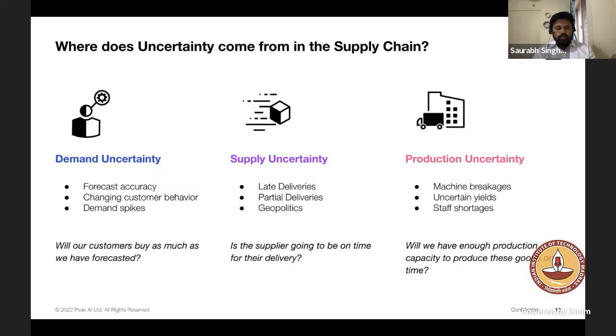I hope so far so good, things are clear. This is very important to understand why the problem of inventory optimization becomes very challenging. And the primary reason is, again, the uncertainty. The sources of uncertainty can be several. Few are mentioned on this slide, which is primarily demand side, supply side, and production side uncertainties, which can be caused because of several factors as mentioned in this slide.